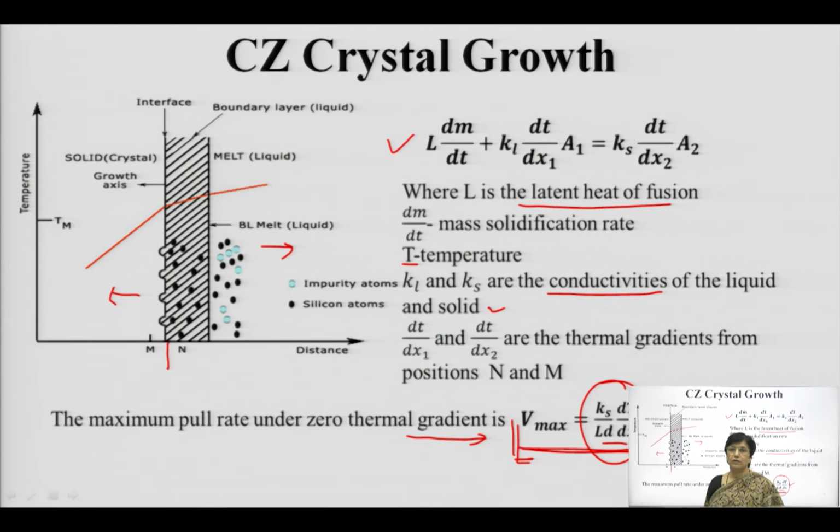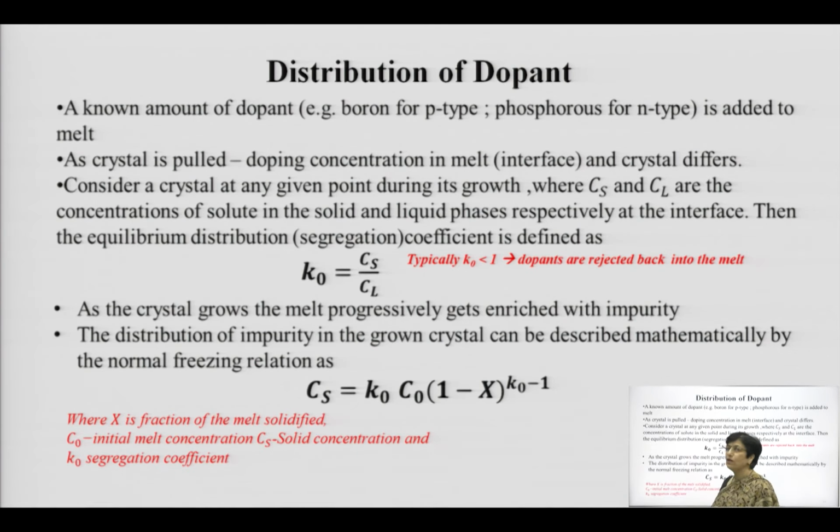growth rate. Another mathematical analogy you need to study to control the growth rate is given by the equilibrium distribution or segregation coefficient. This segregation coefficient is defined based on two factors, Cs and Cl. Now, what are these Cl and Cs?